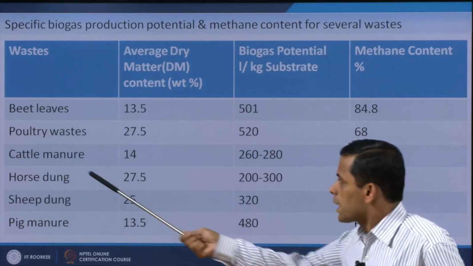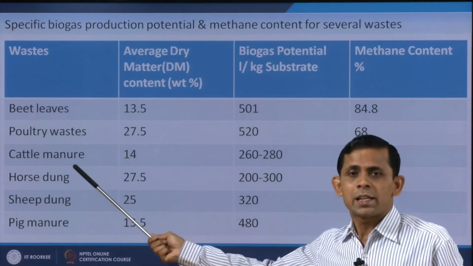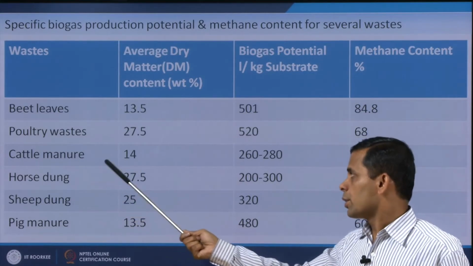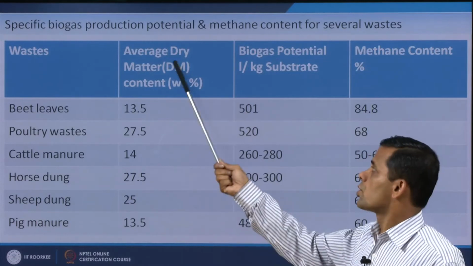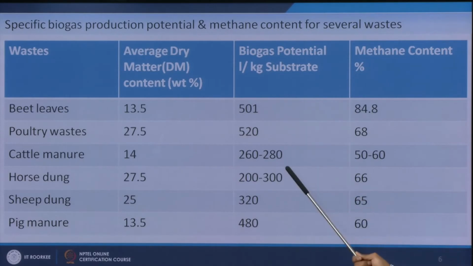If we see the cattle manure, this is one typically applicable for a gobar gas plant. Here cattle manure, cow dung, has around 14% solid, that is dry matter, present in it. It gives 260 to 280 liter per kg substrate and 50 to 60% of methane.